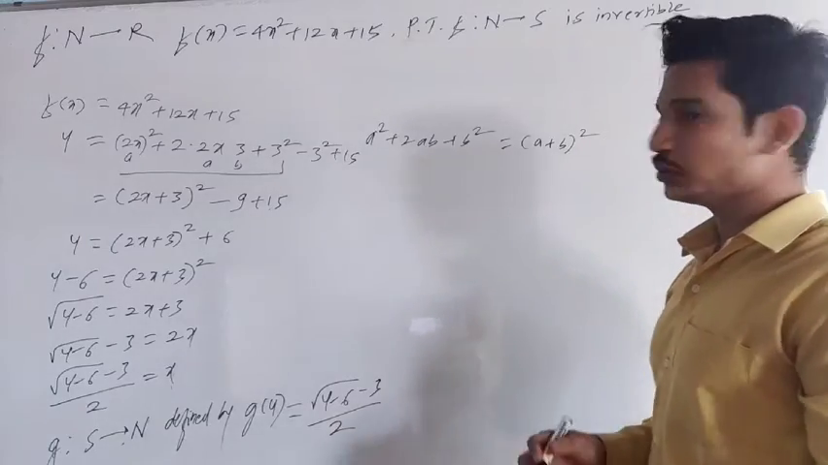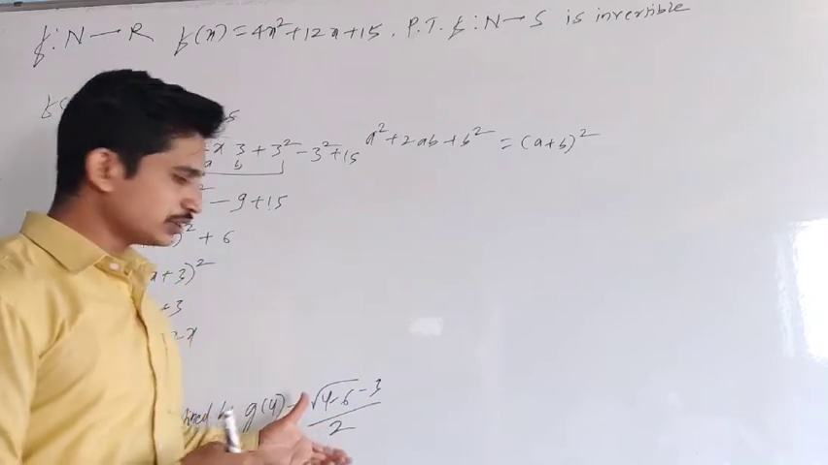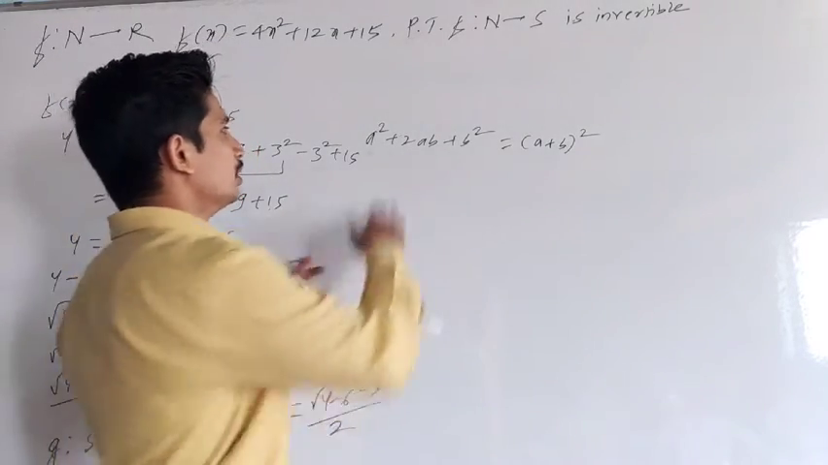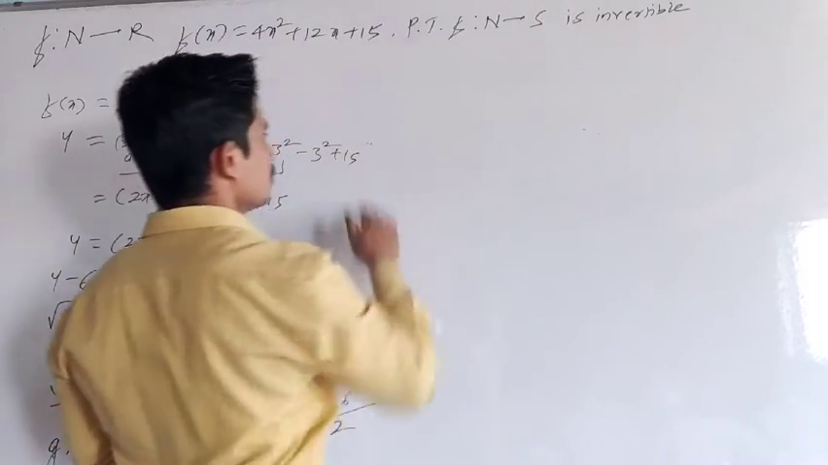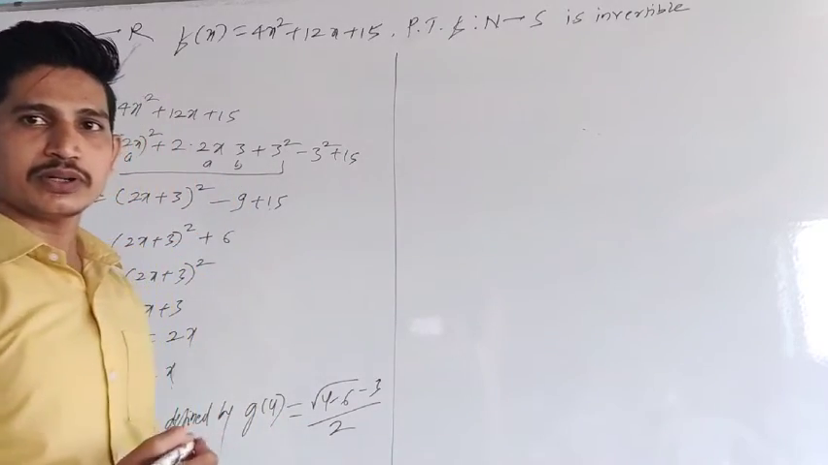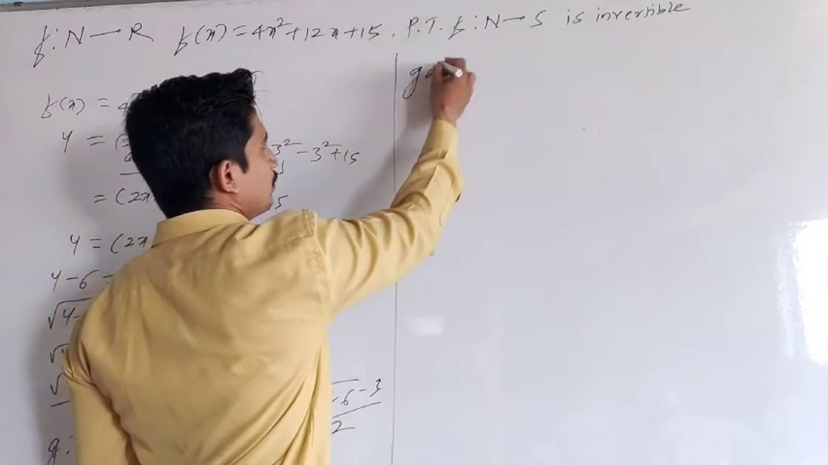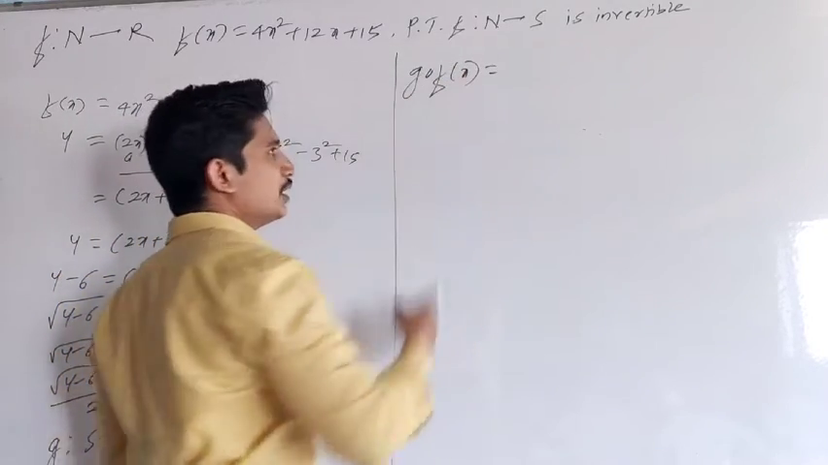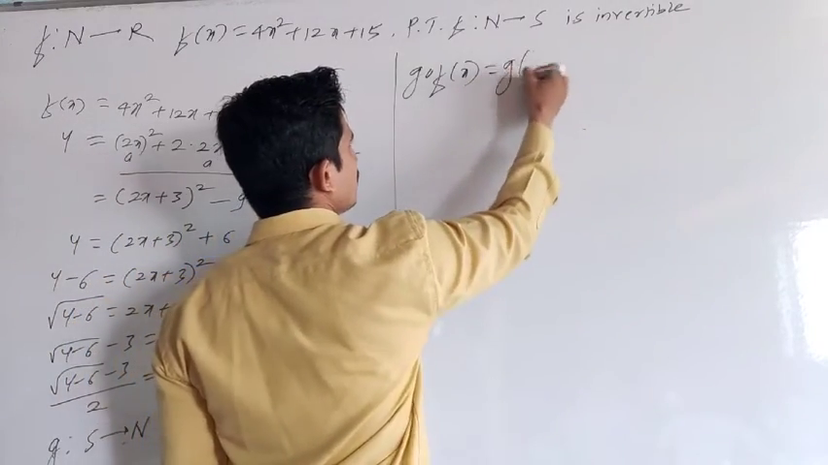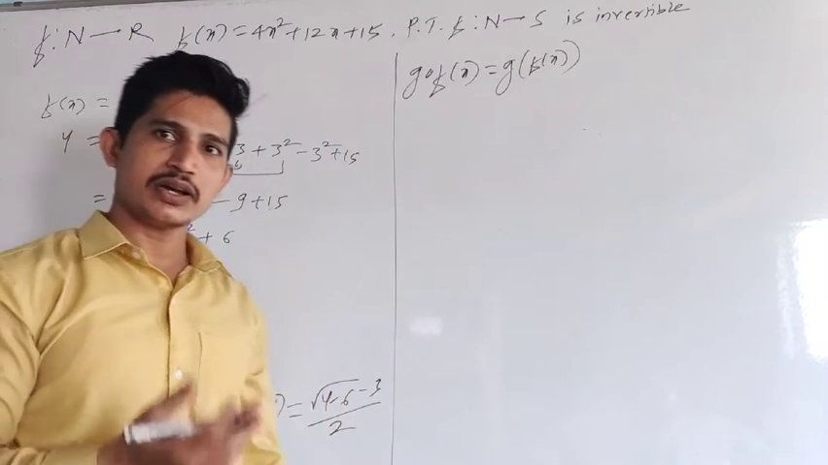Now let's find the composition. As I told you, after the g function, write their composition. First composition is g composition f of x. What is g composition f of x? g as it is, and f of x in the bracket.